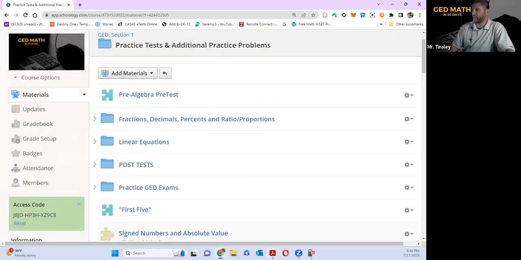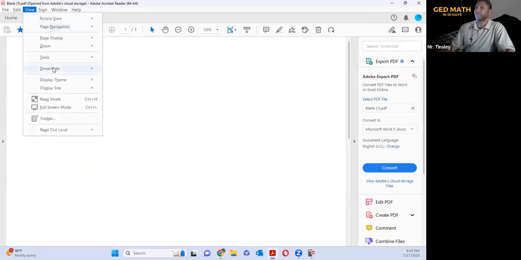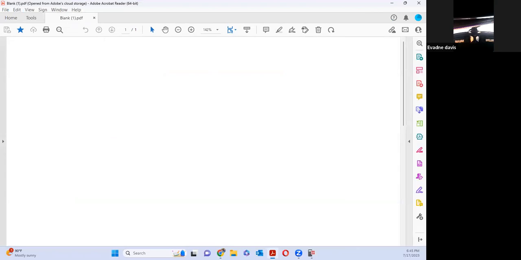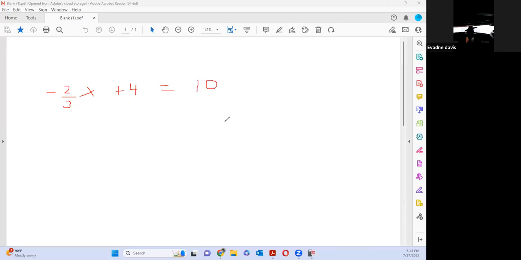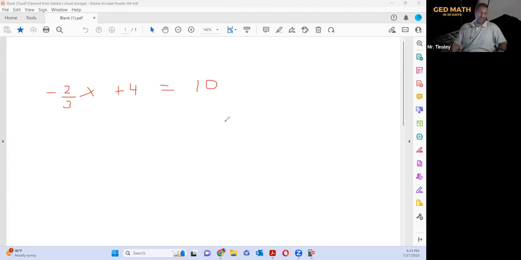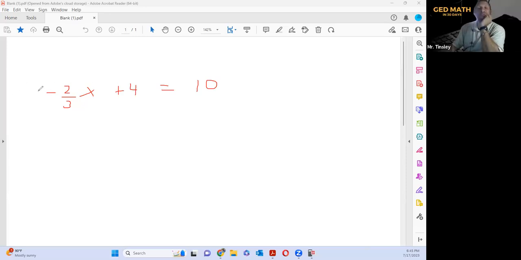Let me ask you a question. I got one for you. I'm gonna make a problem up. I saw people having problems with this right here. How would I solve that problem? Minus 2/3 x plus 4 equals 10. How would I solve this problem first?